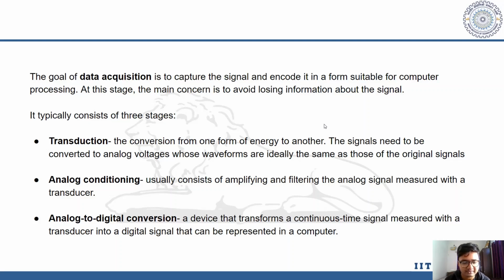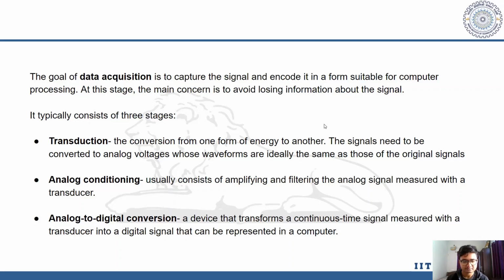Data acquisition typically consists of three stages. First one is transduction, which is literally the conversion from one form of energy to another. The signals need to be converted to analog voltages whose waveforms are ideally the same as those of the original signals. Then comes analog conditioning, that usually consists of amplifying, enhancing and filtering the analog signal measured with a transducer. And then comes the last part, analog to digital conversion.